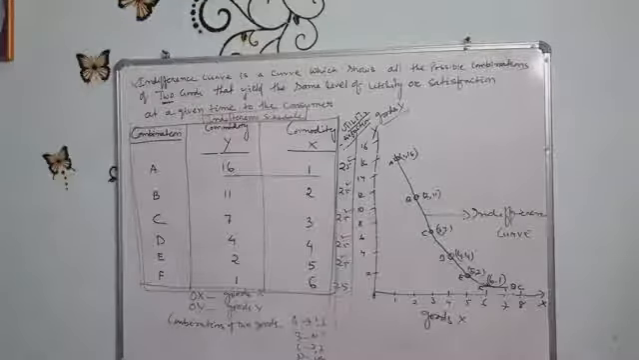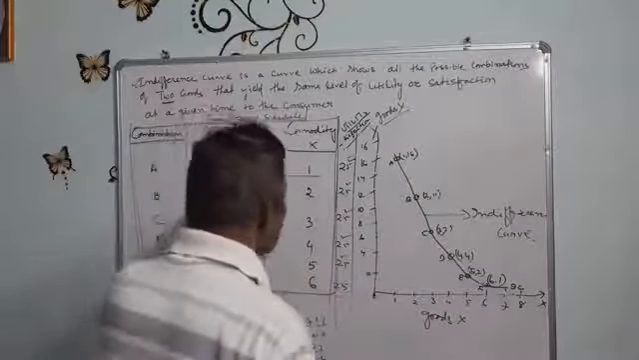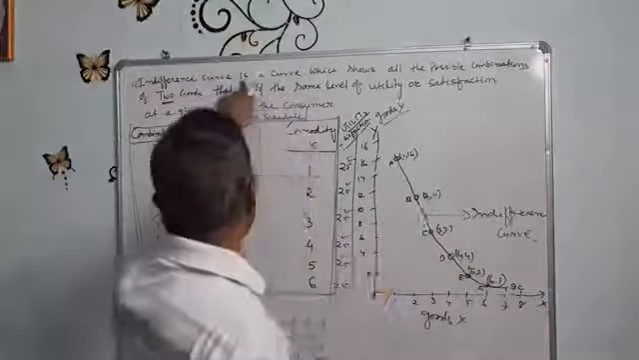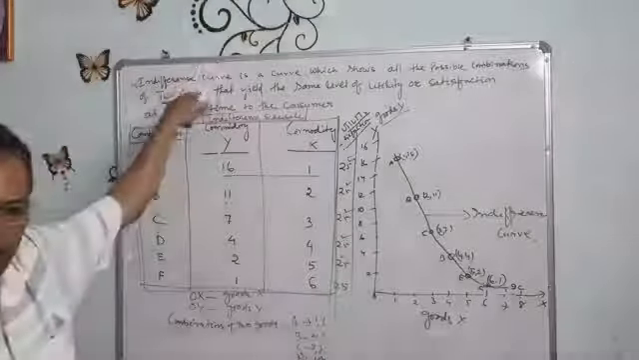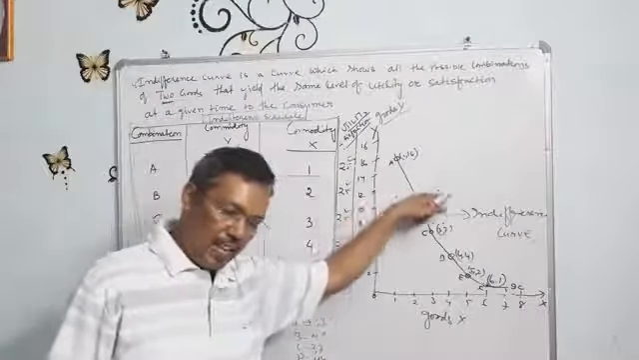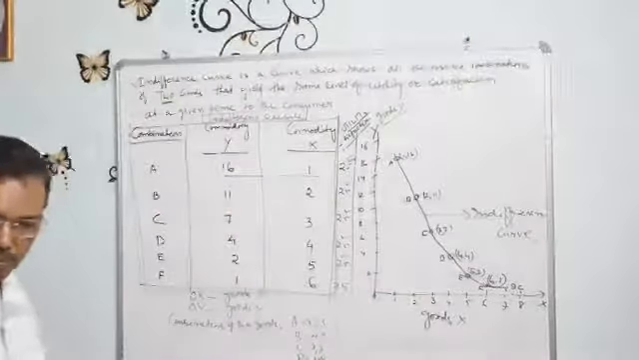So whenever this schedule is represented in a diagram, it is known as the indifference curve.